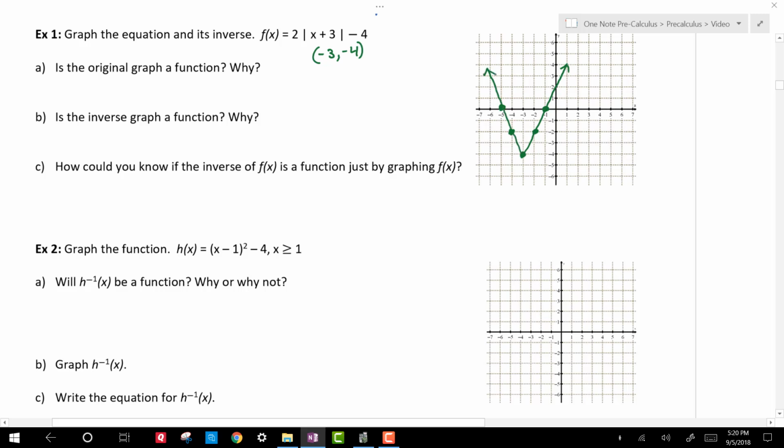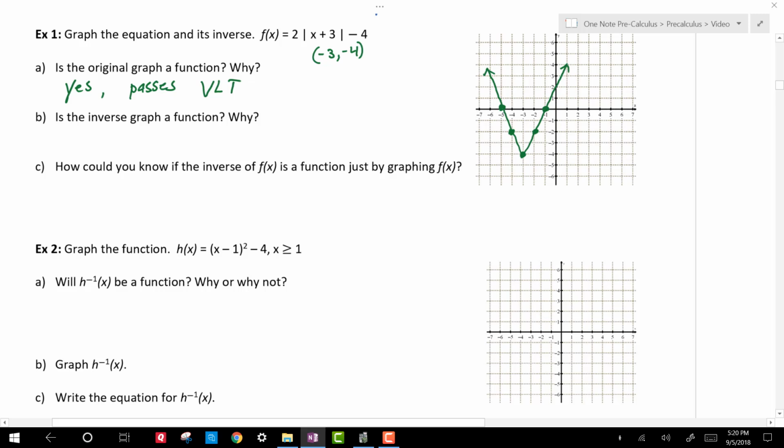All right? So part A says, is the graph a function? And why? The answer is yes. Passes vertical line test. All right? So now we're going to graph the inverse.